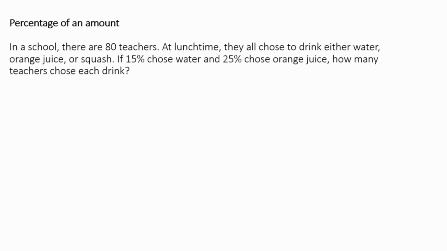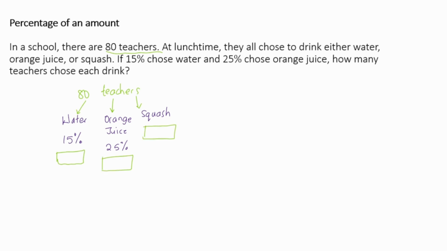So we know that there are a total of 80 teachers, and these 80 teachers are choosing one of 3 drinks, either water, orange juice, or squash. We have been given the percentage of teachers that choose water, which is 15%, and 25% chose orange juice. Now we have to find how many teachers choose each drink. So we have to find the number of teachers that chose each of these drinks.